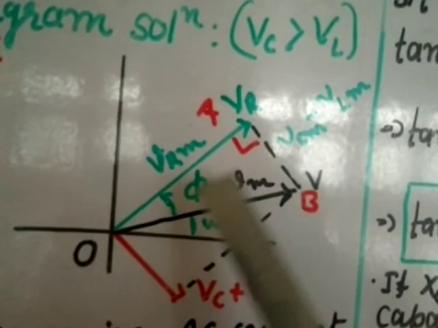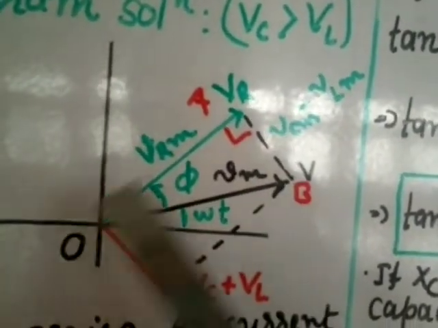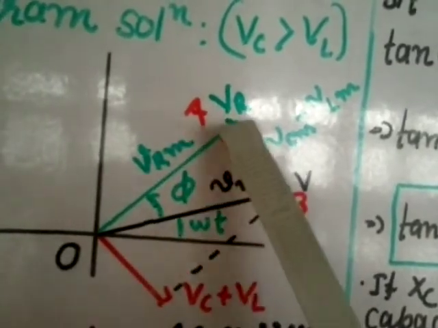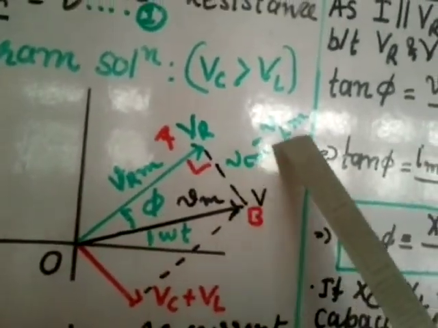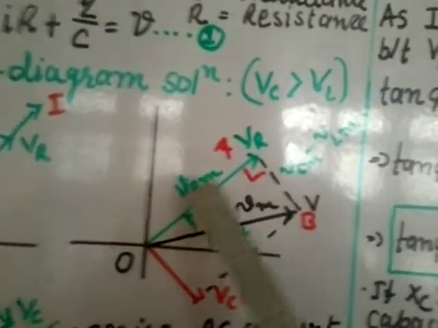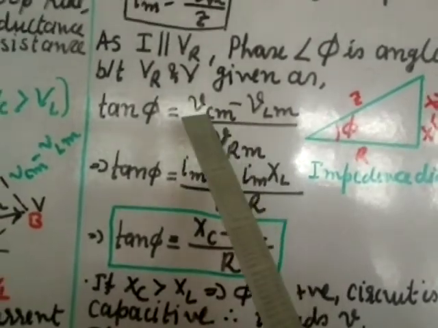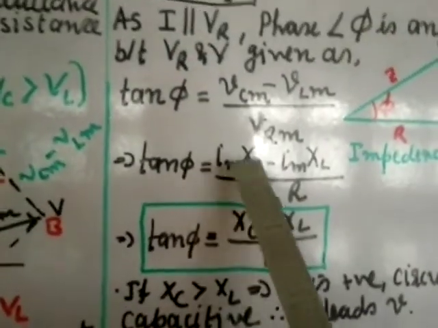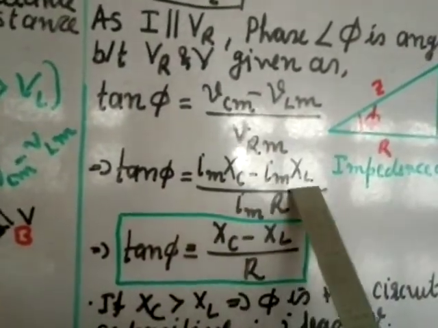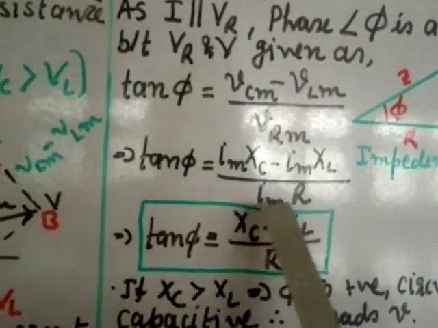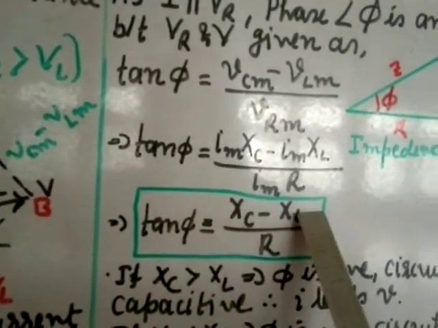What will be tan phi? Tan phi is equal to opposite side AB divided by OA. AB value is VCM minus VLM, and OA is equal to VRM. Now again VCM, VLM and VRM, the values from number 3, I put back here. So I put IMXE minus IMXL, and here IMR. From here you take IM common and cancel. So what you get is tan phi is equal to XE minus XL by R.